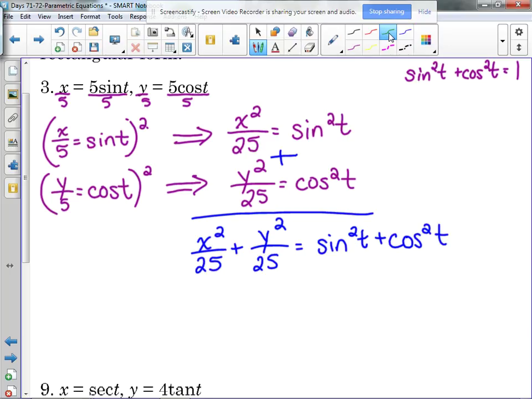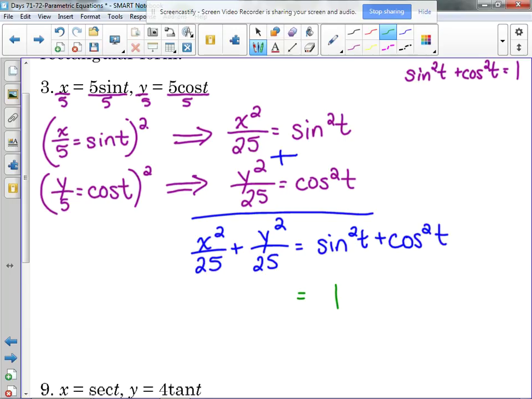Okay, so now finally, we've got sine squared of t plus cosine squared of t. That is always, always, always equal to 1. Doesn't matter whether we're dealing with parametric equations, trig identities, or vectors. If you see sine squared plus cosine squared, it always equals 1, as long as they have the same variable inside the function.